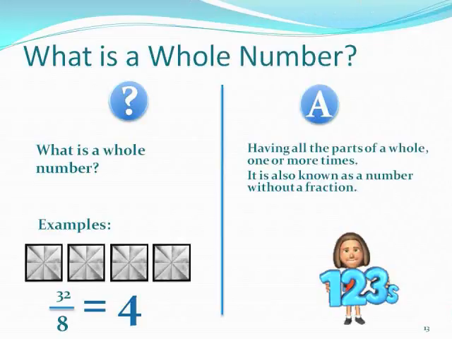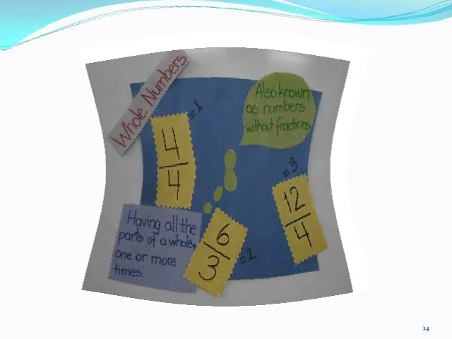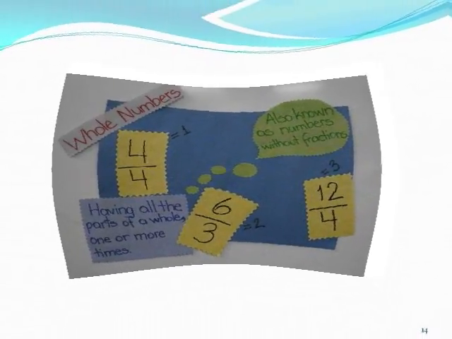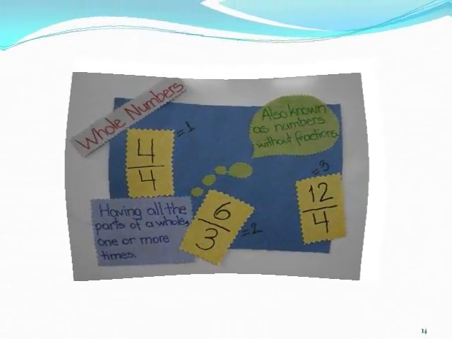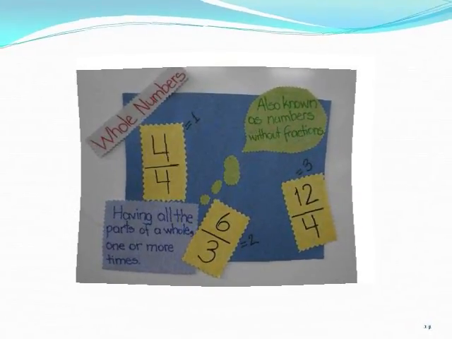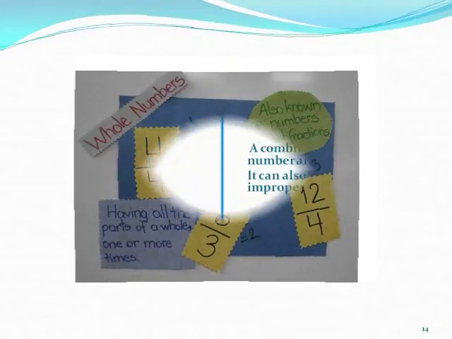What is a whole number? Having all parts of a whole one or more times. It is also known as a number without a fraction. For example, 4. These are examples of whole numbers. 4 out of 4 means 1 whole. 6 out of 3 means 2 wholes. 12 out of 4 means 3 wholes.